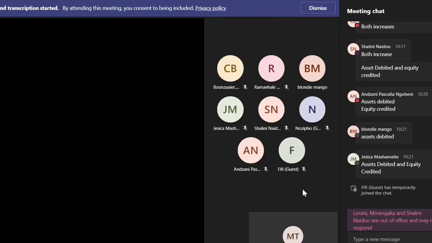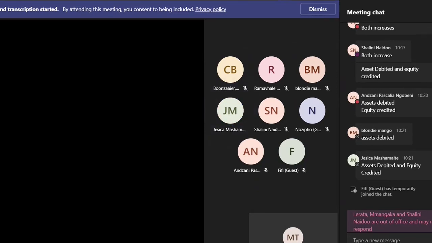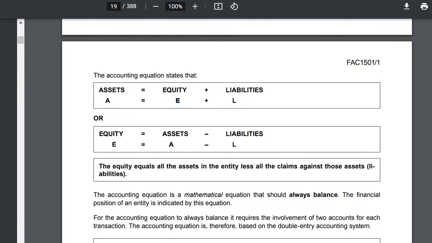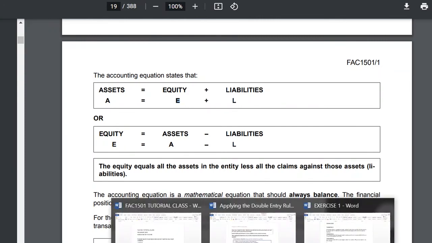Okay, Blondie. Guys, do you agree with what Blondie is saying regarding the accounting equation? Yes, I agree. Fifi agrees. Ramavele agrees. Yes, we agree. Well done, guys. I'm impressed. I want us to do transaction number 2.